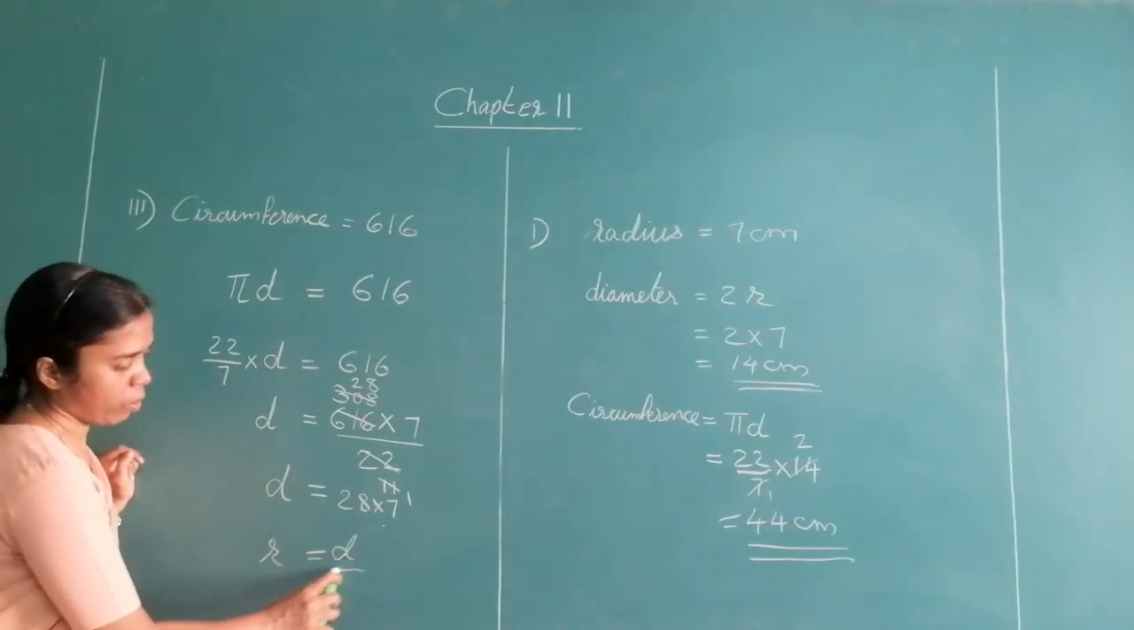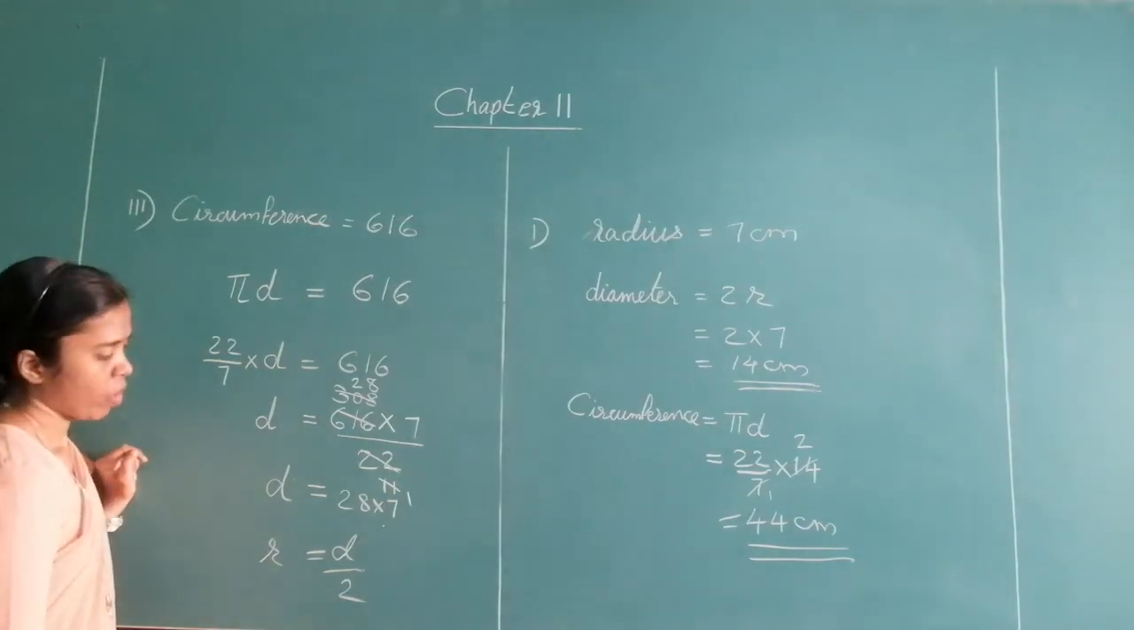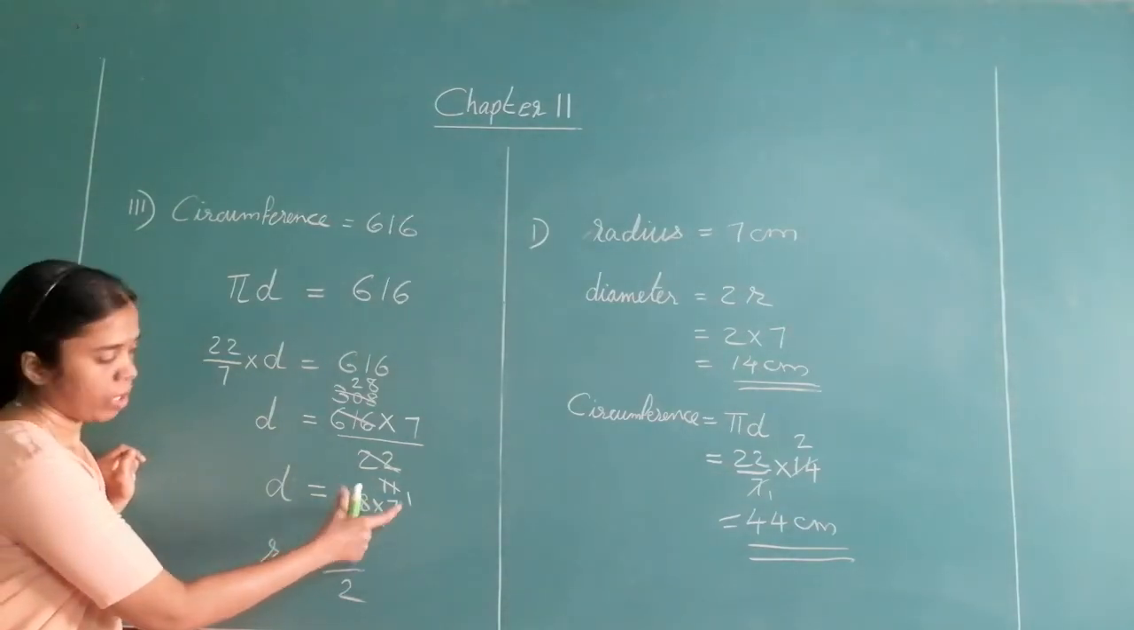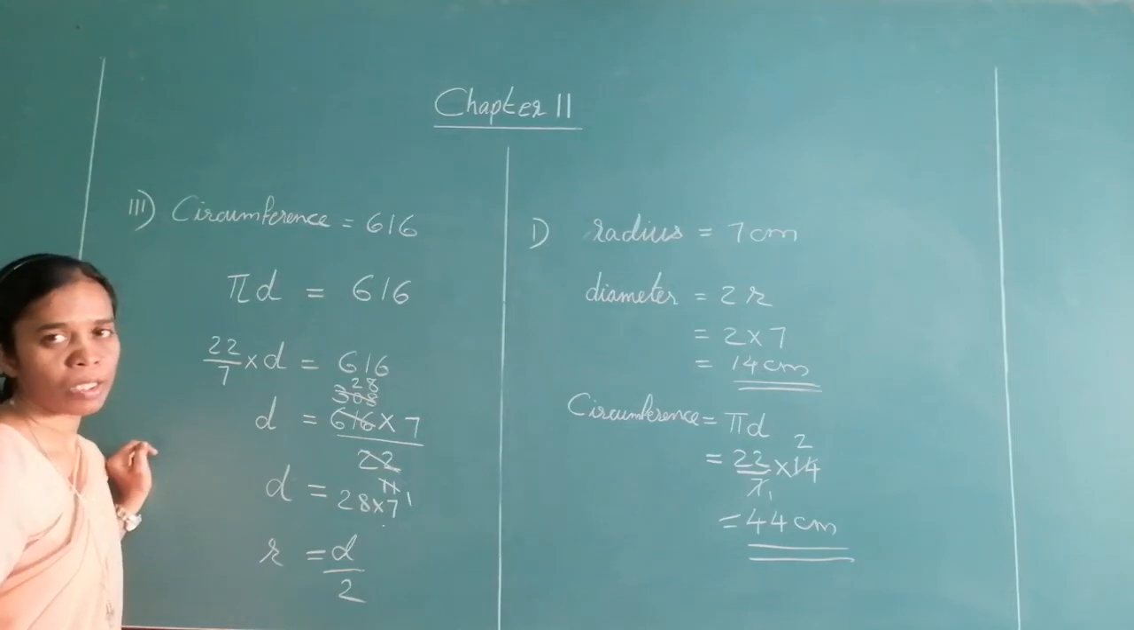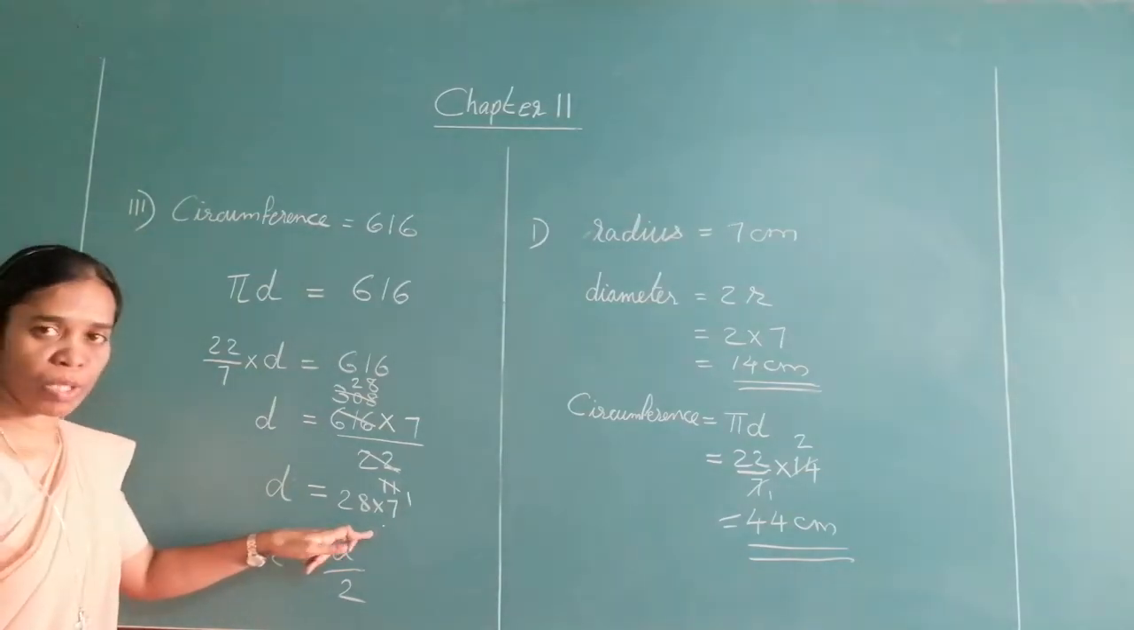Radius equal to diameter upon 2. So this is the radius, diameter. Divide by 2, you will be getting the radius. Please find the value of it.